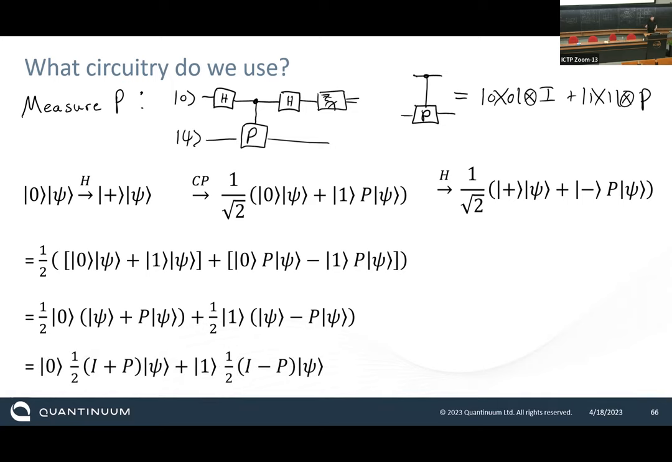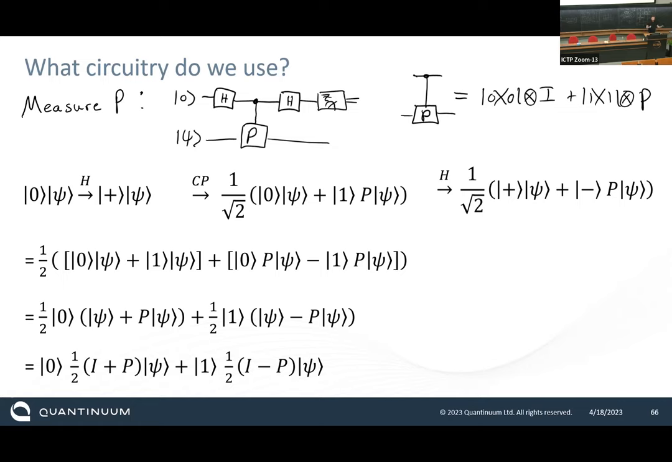And then I can pull the operators away from the psi. So the first term is psi plus P times psi, so I can just write that as (I plus P) all times psi. And then on the other side, (I minus P) times psi. Hopefully that's straightforward, just a bunch of algebra steps and substitution.